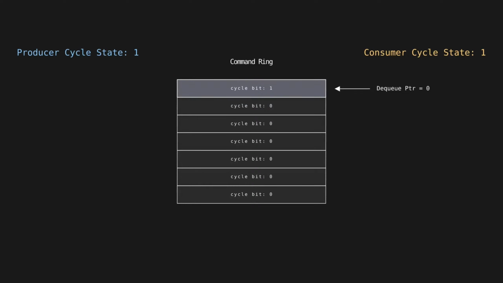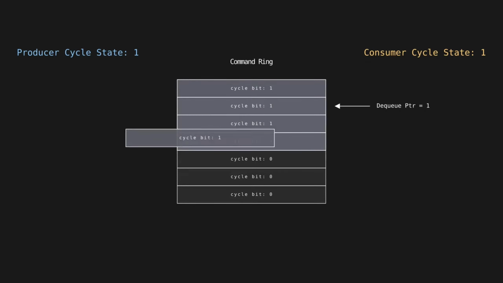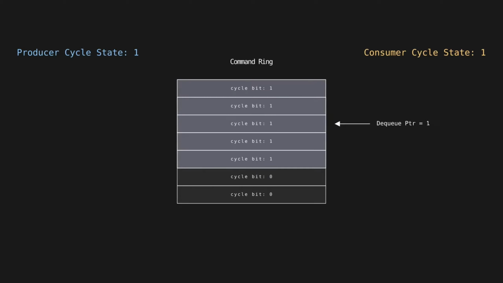When it's done, it's going to advance its DQ pointer to the next slot. It will then see that the cycle bit of that TRB is different than the current consumer cycle state, so it will stop processing the commands. Similarly, when there are multiple commands placed in the ring, the controller will go through and process each one until it sees a TRB with a cycle bit not matching the current cycle state. At this point, you're probably wondering, what happens when the DQ pointer reaches the last TRB?